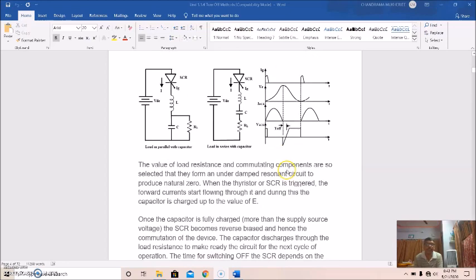The values of the load resistance and commutating components are selected so that they form an underdamped resonance circuit to produce a natural zero. So be careful: the resonant commutating component values should be selected in such a way that they form an underdamped resonance circuit so that a natural zero is produced. When the thyristor is triggered, forward current starts flowing through it, and during this the capacitor is charged up to the value of E.